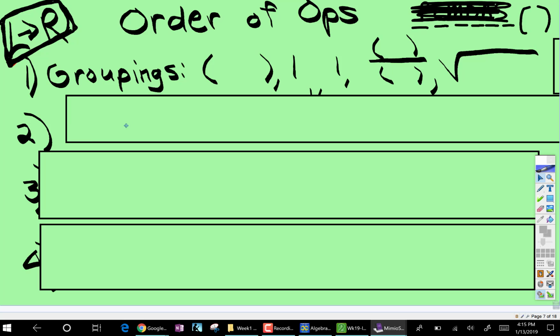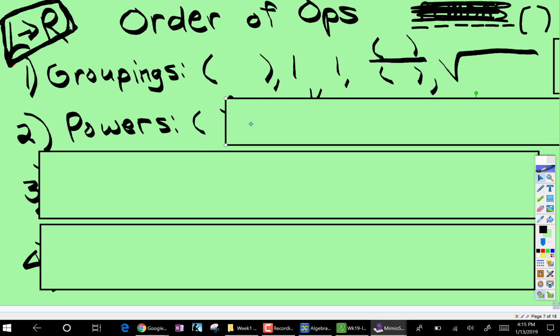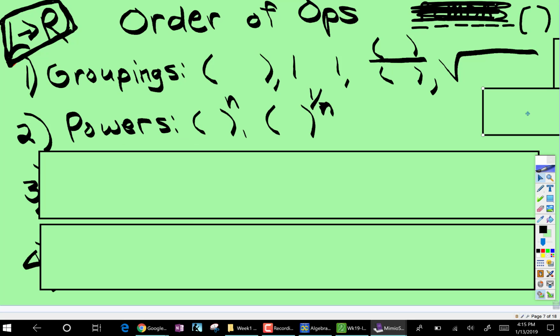The second would be powers. And you've learned it as exponents. But here's the thing. If you have, say, the cube root or the square root of something, with a square root you don't usually see the 2. Well, that means the same thing as something to the 1/2 power. So anytime you see a root, that's just a fractional exponent. So that's why I'm calling it powers.